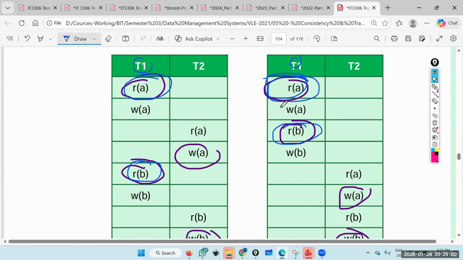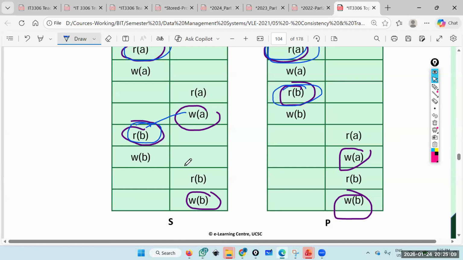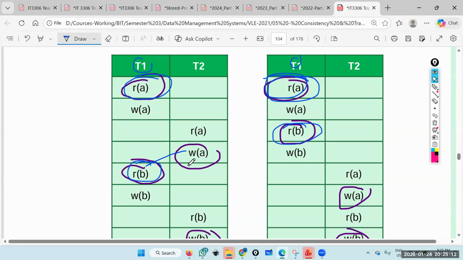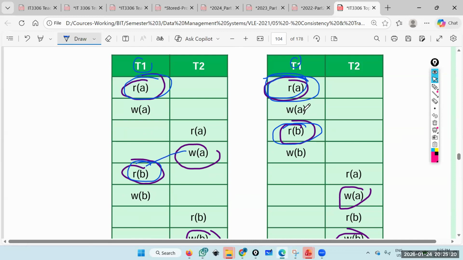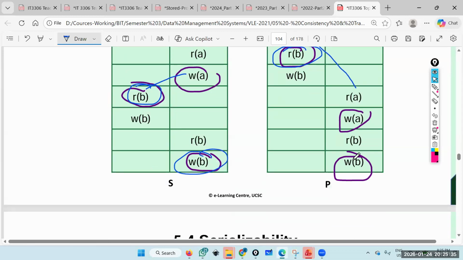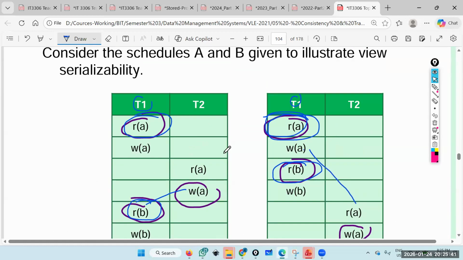Then write-read. There's a write-read from T2 to T1 for A. Right? T2 to T1, write-read. Do we have the same thing here? No, right? This write is done by T1. Write-read, this is T1 to T2, this is T2 to T1. So therefore, write-read is not satisfied. Final write, okay, right? Final write is done by T2. Final write is done by T2. Is this equivalent? This can't be equivalent, right?